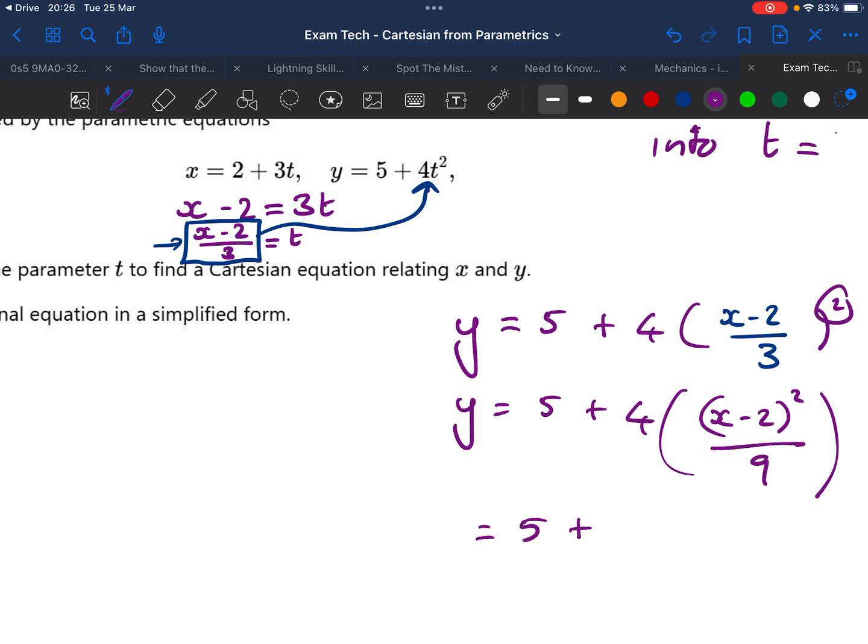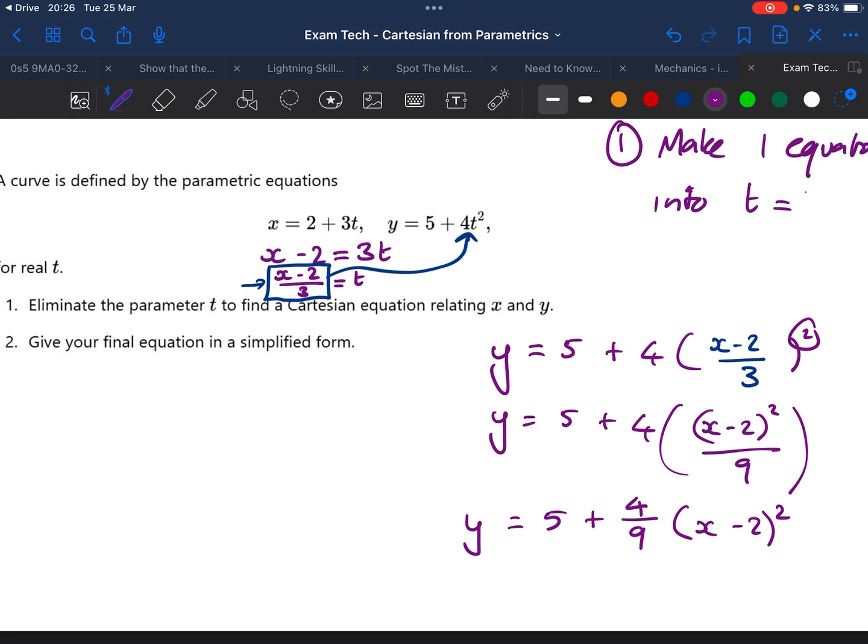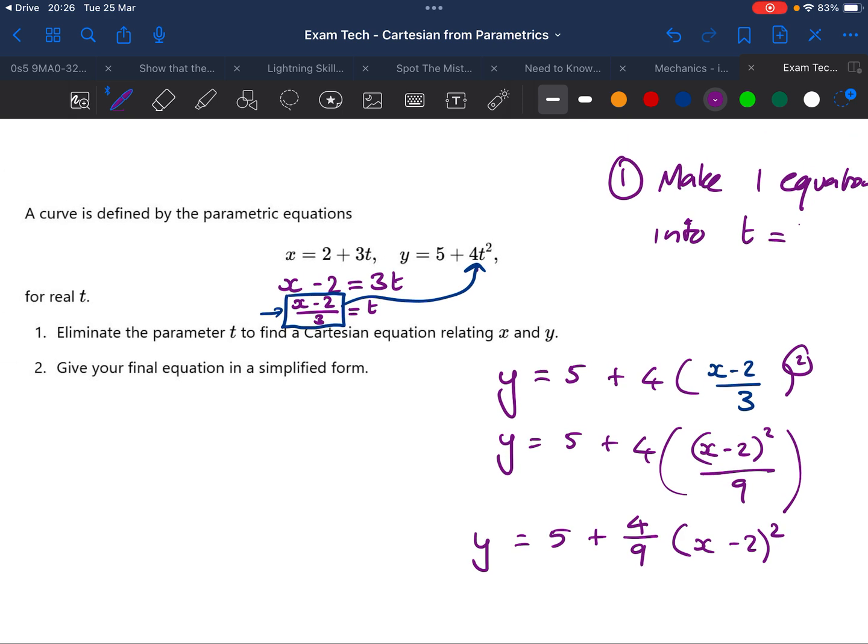Equals 5 plus, there's a lot of different things we can do here. How about doing something like this? 4/9 (x minus 2) squared. Okay, and this is Cartesian. In fact, technically, it was really Cartesian from this part here. It's just that we may have to do some final things, and they'll often tell you how they want you to do that if that's the case. So we might have to work that forward to some desired form.